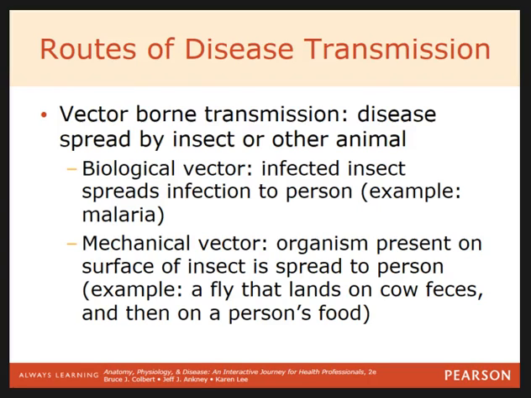A mechanical vector is an organism that's present on the surface of an insect and is spread to a person. So, for example, a fly that lands on cow feces and then lands on your food. So it contaminates, it's kind of a transmission component. Another one would be like the bubonic plague, which was passed from a mechanical vector. Fleas that lived on rats, and that's kind of back and forth between mechanical and biological.